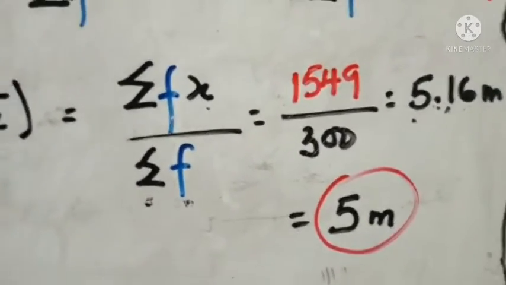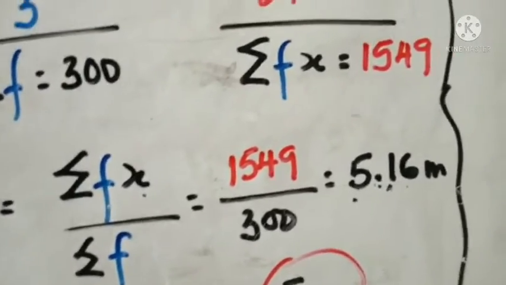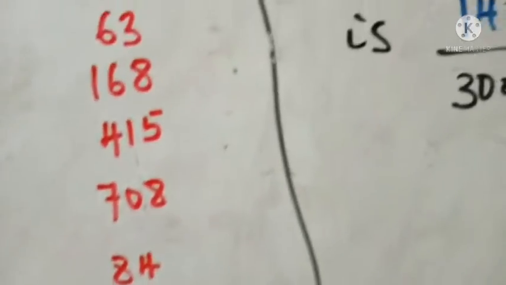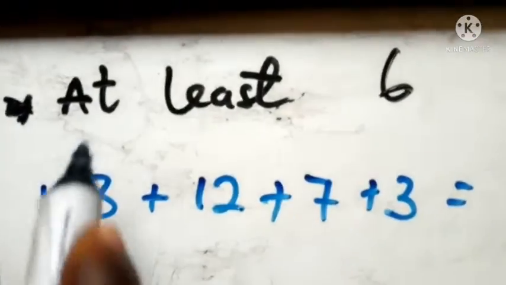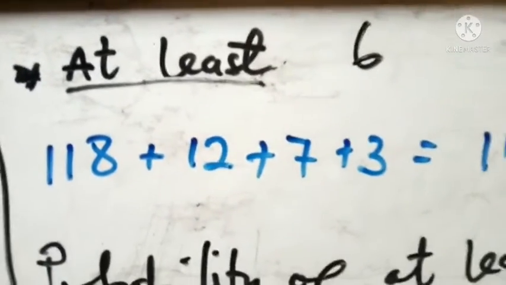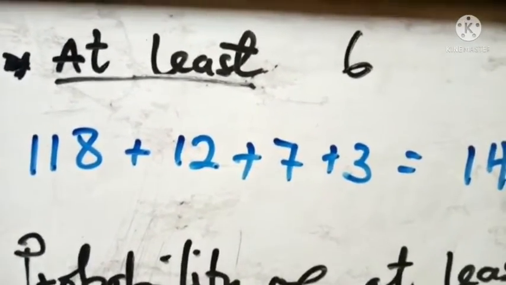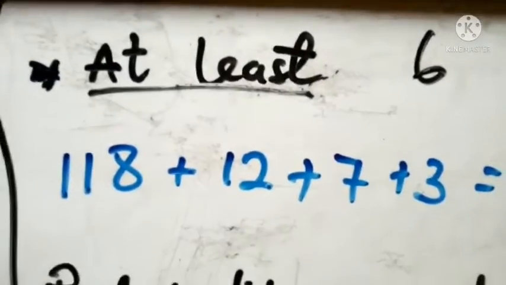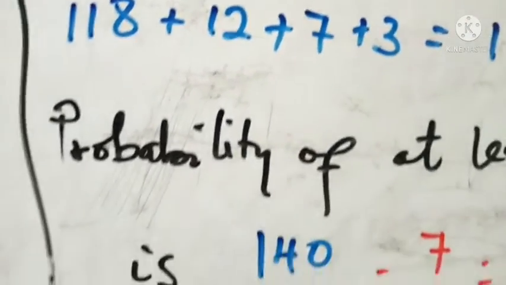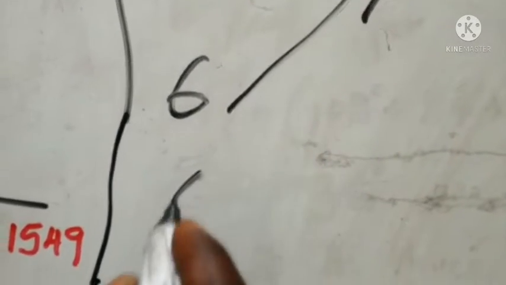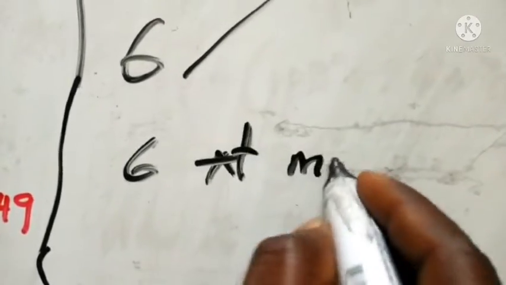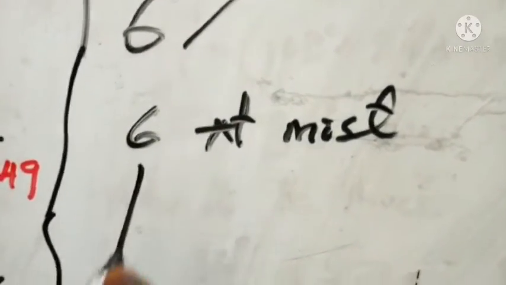Now the next part of the question says you should find the probability of at least 6. One thing you need to understand before you can move on: when they say at least 6, it means from 6 going up. You are not coming down. The other one is at most 6, which will be for another topic. At most means from this number downward.